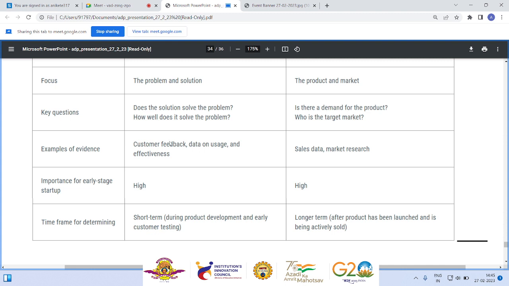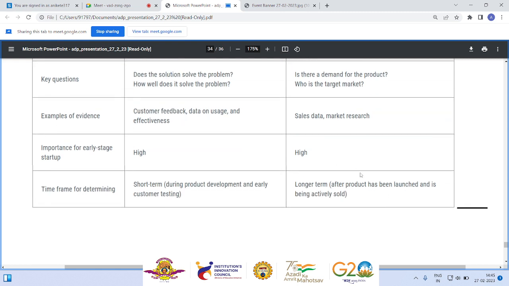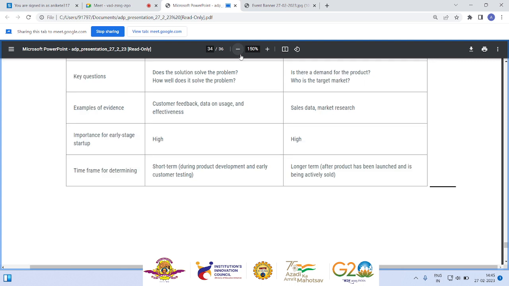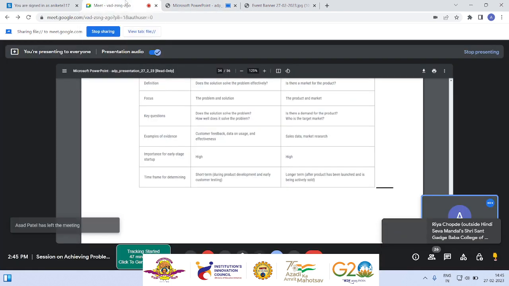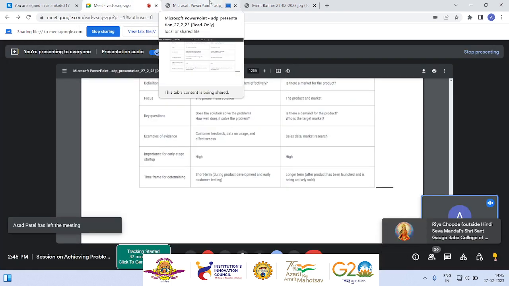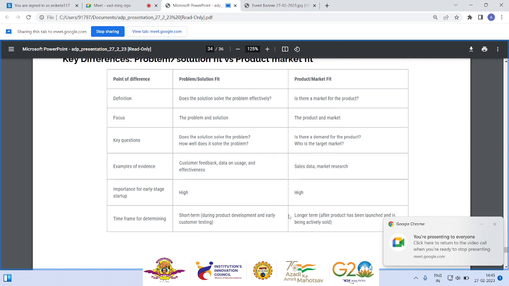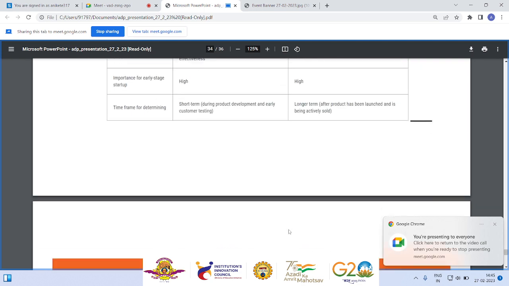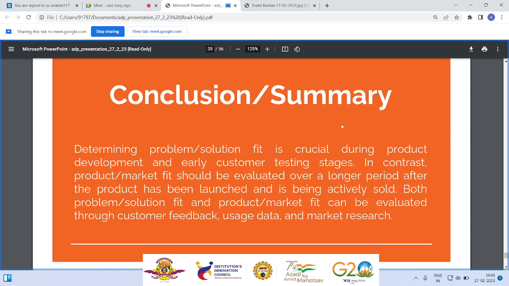So the key differences are customer feedback for problem solution, and sales data and market research for market fit. Both of them are important, both of them are to be used, and the problem solution would be for a short time. Once you develop a product based on the solution, it's okay. But for the market fit part, you have to continuously sustain, because the market research has to be done continuously.